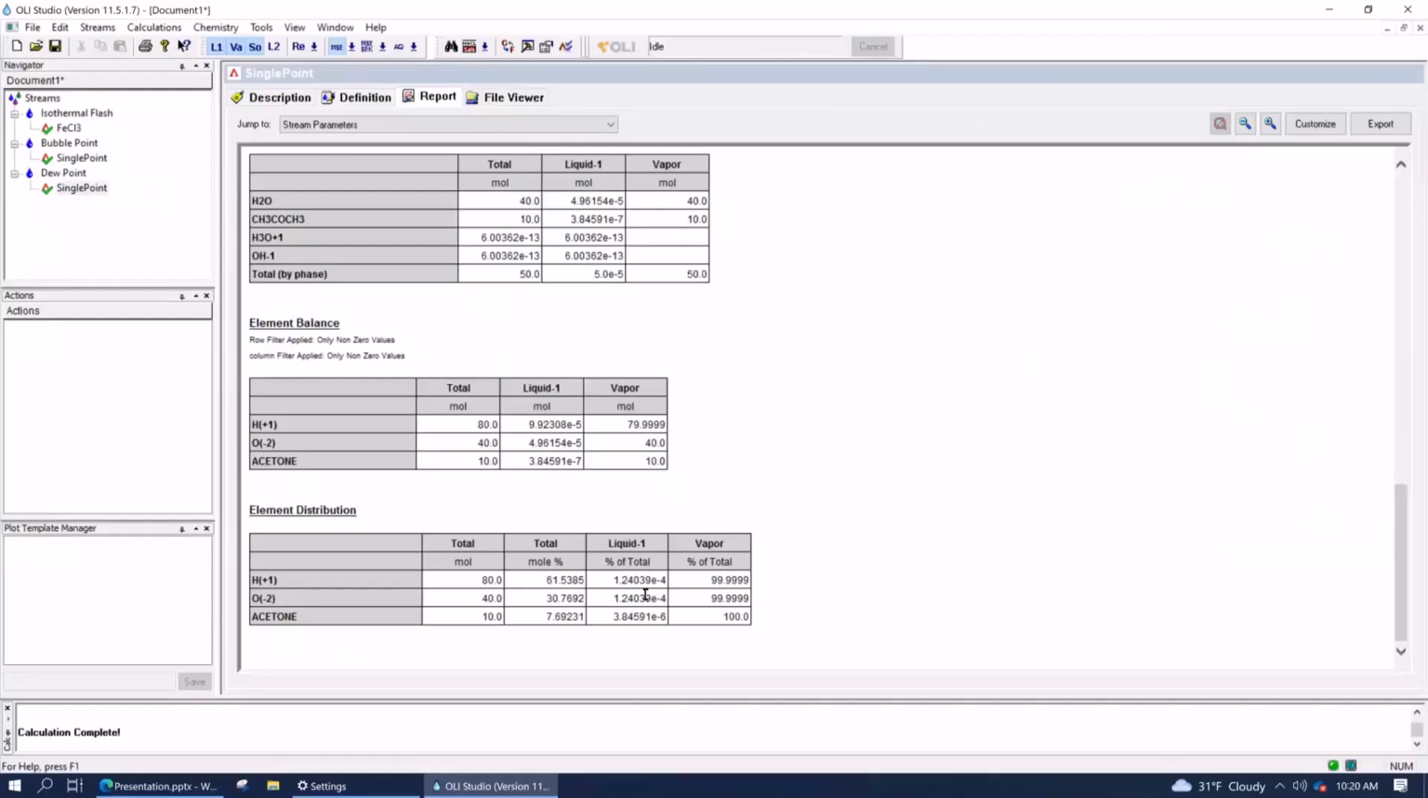Good. Any questions then about either bubble point or dew points? Essentially, these are the phase envelope calculations, right? If you think about it, we're just at that envelope. We want to see what things look like either slightly above the envelope or slightly below the envelope.